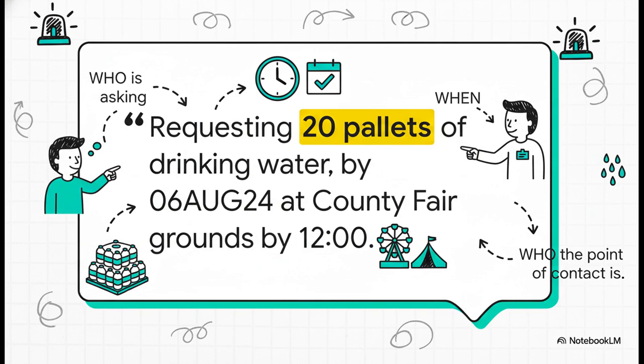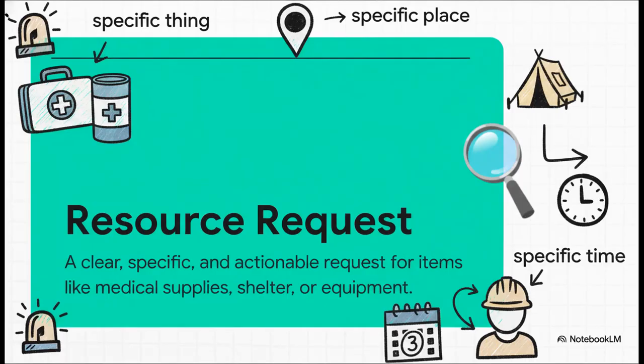And check this out. This is a perfect example of a great request. I mean, look how clear this is. It tells you exactly who is asking, what they need, 20 pallets of water, when and where they need it delivered, and who the point of contact is. See that? No confusion. This is the gold standard we're all aiming for. And that really gets to the heart of what a resource request is. It's a clear, specific, and actionable ask. It's not just a vague, hey, we need some help over here. It's, we need this specific thing at this specific place by this specific time.